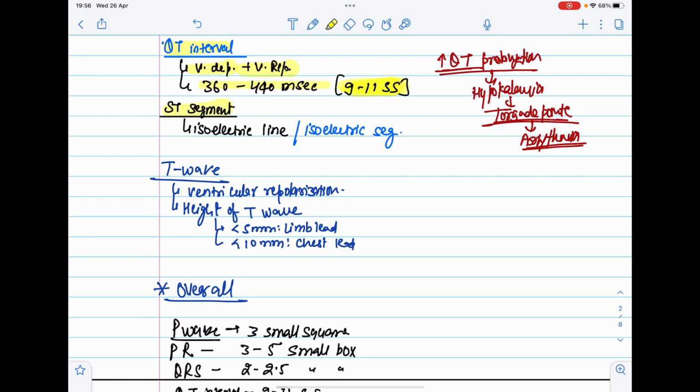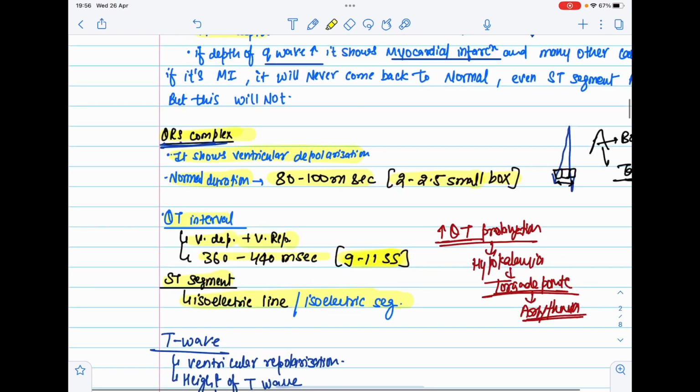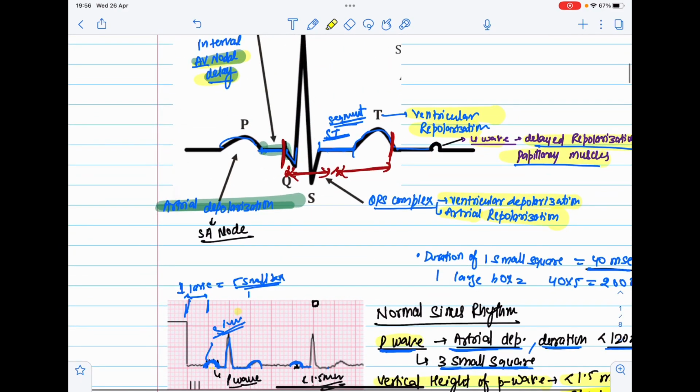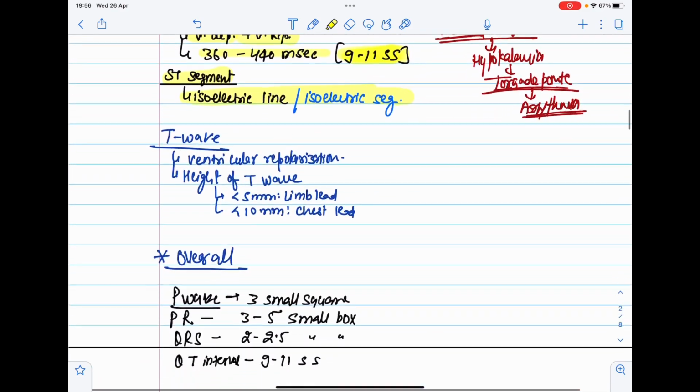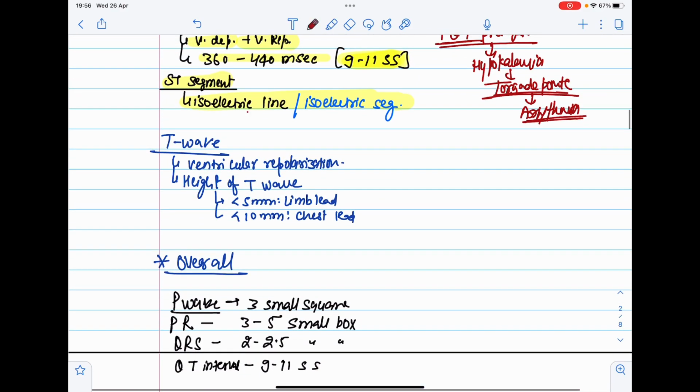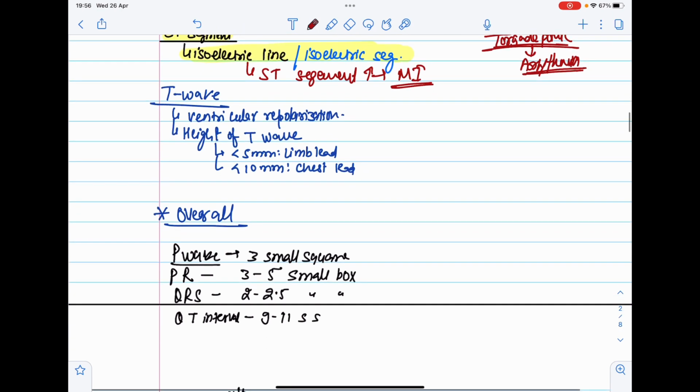And the ST segment, what I told you, it must be an isoelectric line only. What is this ST segment? We will come back here again. This is the ST segment. And you are studying this in myocardial infarction, that whenever we have ST segment elevation, we can say it is myocardial infarction. We will study this also, but for this time I am just mentioning it.